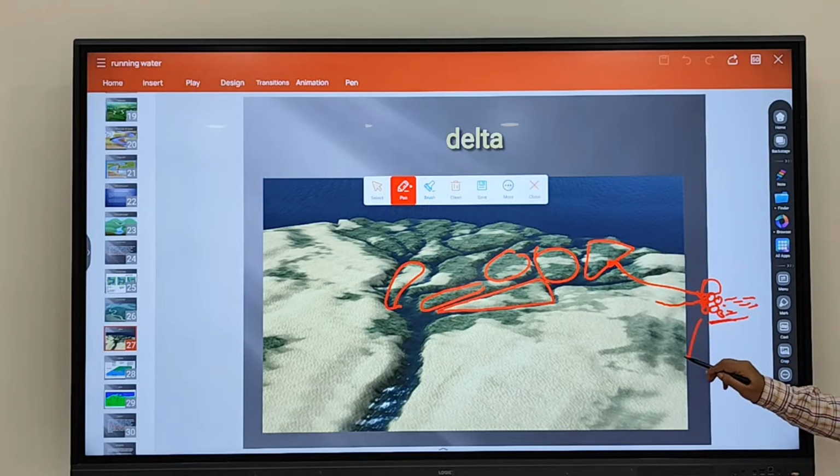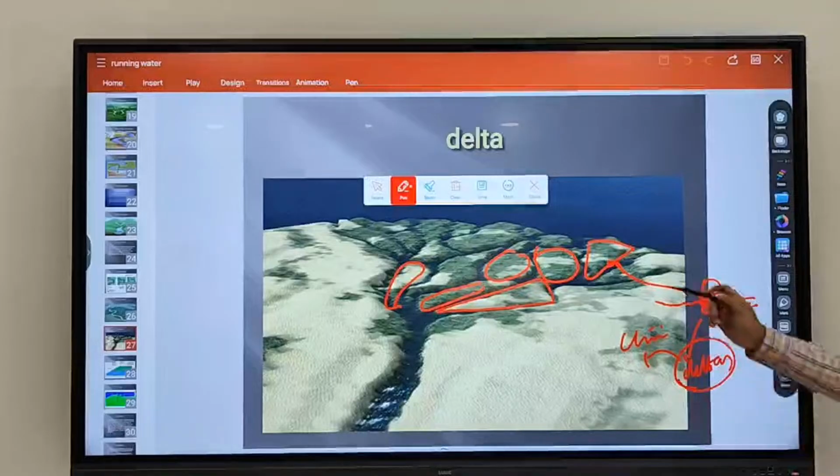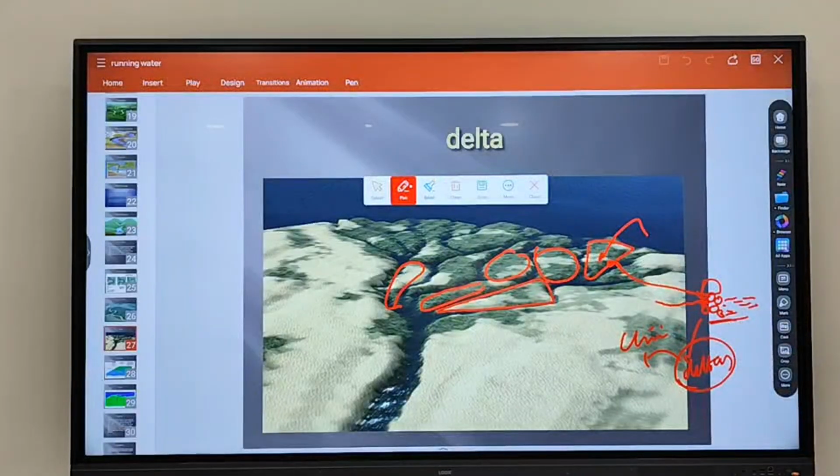Deltas are very prone to climatic change. Why are they very prone to climatic change? Because any change in climate will lead to melting of glaciers and an increase in water level. If the water level increases, what will happen to deltas? They will get submerged, and that's why deltas are very prone to climatic change. Clear?